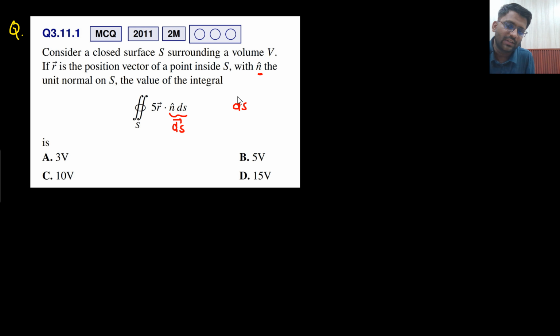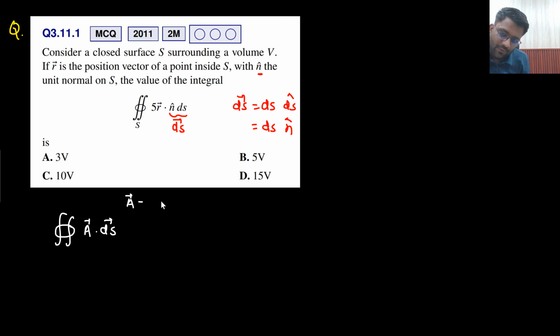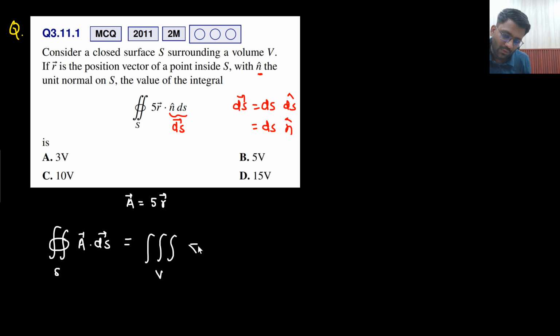So basically what they are saying is, your dS vector could be written as dS n cap. dS is the magnitude and n cap is the direction they have given. So this is what they are asking you to calculate. And it is a closed surface. So can I write this as A dot dS, where your A is 5 times position vector R? Say yes or no. They are talking about a closed surface. So if they are talking about a closed surface, I know one theorem, which is known as Gauss theorem. Del dot A dV I can apply.